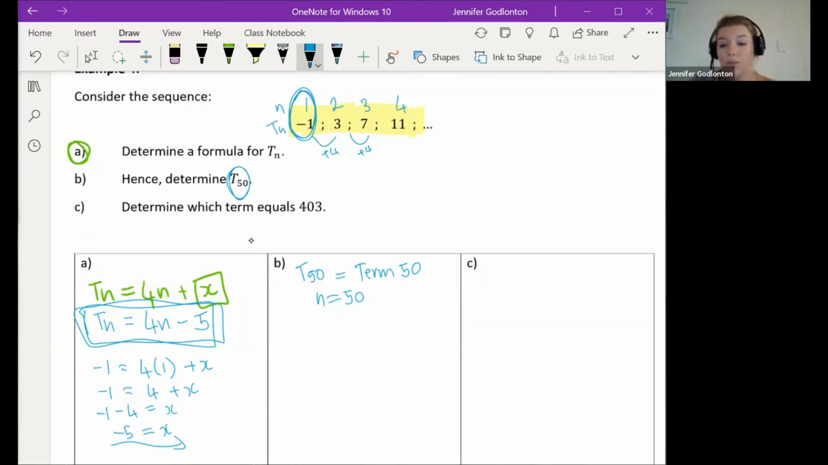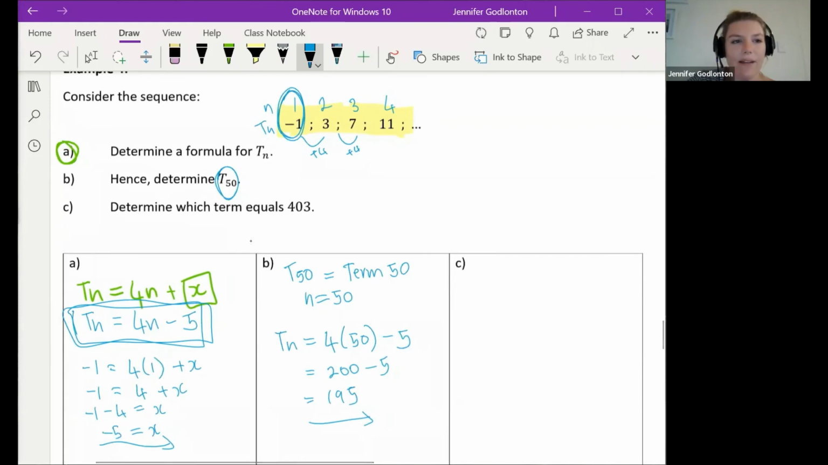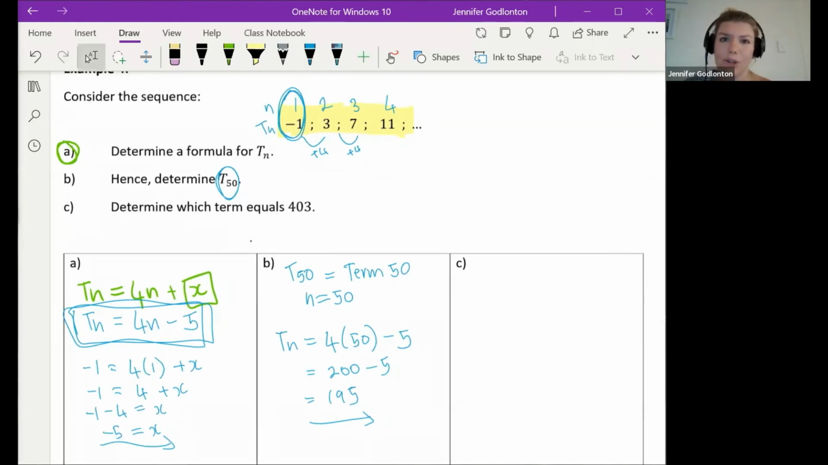So all we do from this point is we say, well, Tn is equal to 4 times 50 minus 5, which is 200 minus 5, which gives us 195. And that takes us to the end of that question. Okay, if you guys are feeling a little bit rushed, don't panic. We're going to start our next lesson from this point over here. So don't stress. But yeah, for those who know what's going on, then that's great.